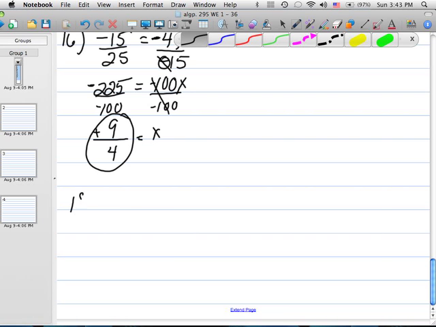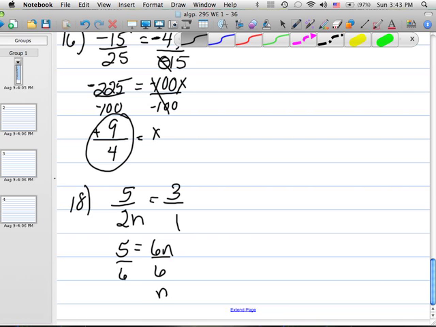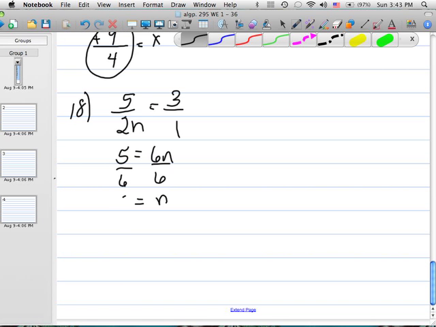Number 18, 5 over 2n equals 3 over 1. Cross products, 5 times 1 is 5, and 3 times 2n is 6n. Divide both sides by 6, so our answer is 5/6.